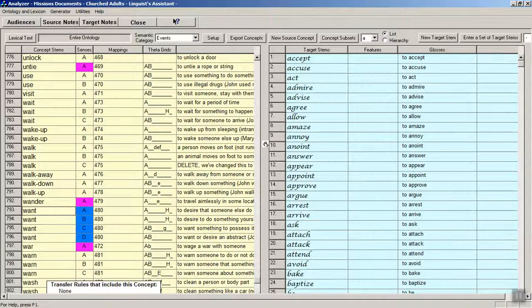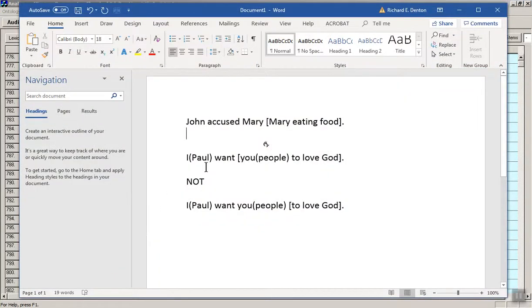So what that means is, I'm going to switch to Word. Okay, it means that you should write it like this second sentence here. I, Paul, want, left bracket, you, people, paren, to love God, right bracket. Not, I, Paul, want you, left bracket, to love God. Because everything that Paul wants should be in that proposition.